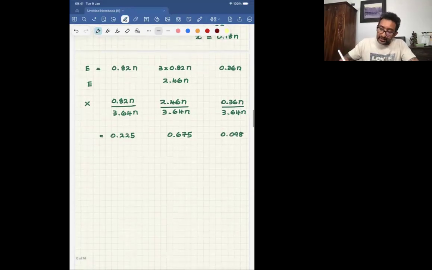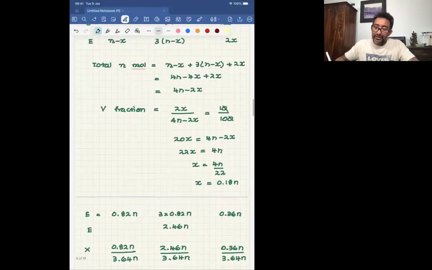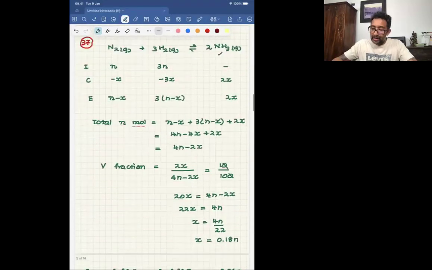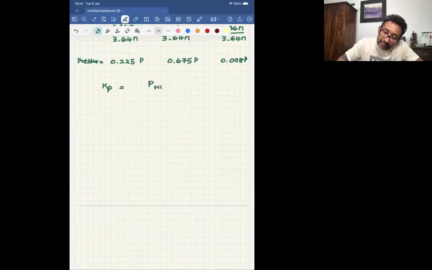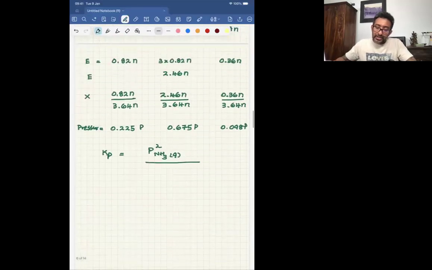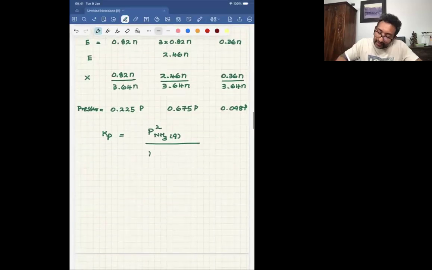Everybody understood that. So this is P, this is P, this is also P. This is the pressure. Right. Now let us use the Kp. Kp is equal to partial pressure of ammonia squared, divided by partial pressure of nitrogen, not squared, times partial pressure of hydrogen to the power 3.